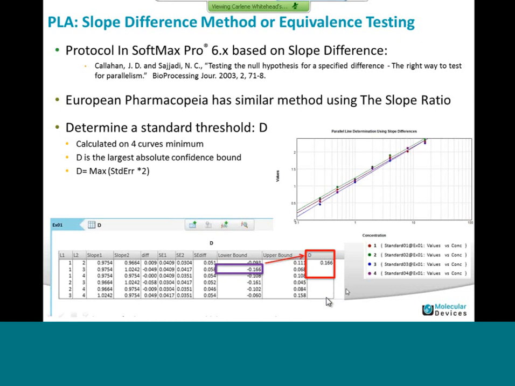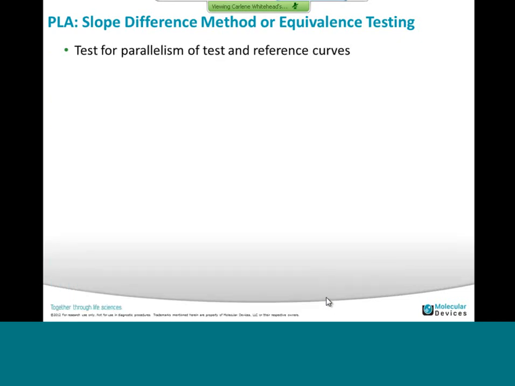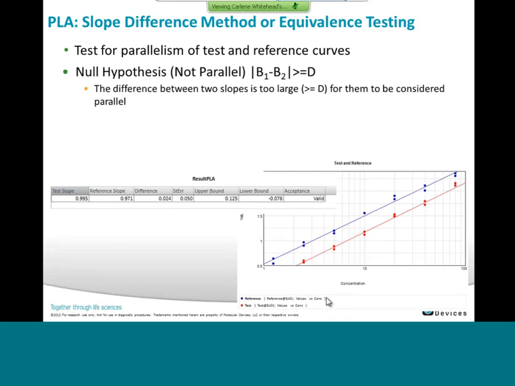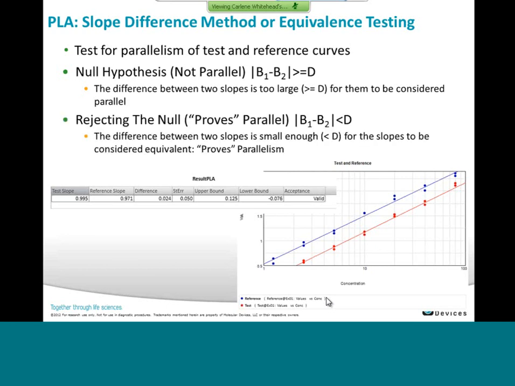reference curve. Once you have calculated D, you will have to test for parallelism between the test and the reference curve. Both curves will be plotted, and you will calculate the difference between the slopes, the standard error, and the bounds, the lower bound and the upper bound, and check if the highest of those bounds is within D. The null hypothesis is that the curves are not parallel, so the difference between the slopes is too large to be considered parallel. Rejecting that null hypothesis proves parallelism, meaning the difference between the two slopes is small enough for the curves to be considered equivalent.